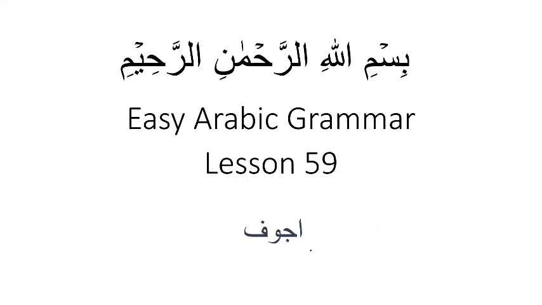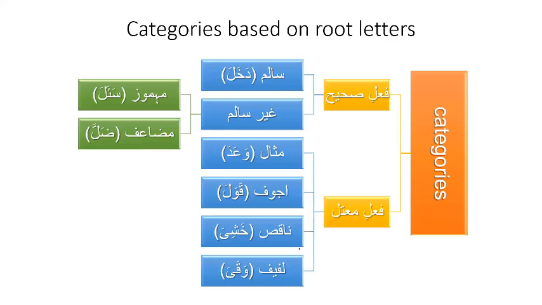In this segment, we are going to talk about another category of irregular verbs, and that category is ajwaf. So here is a picture that we've been seeing over and over. This is the different categories based on root words. We've already talked about mahmuz and mudaf.